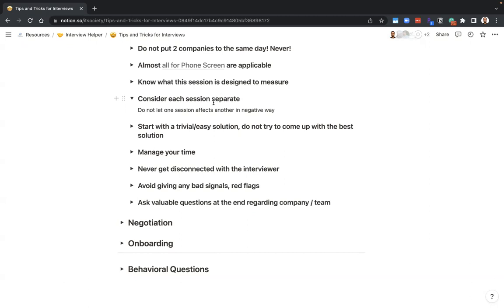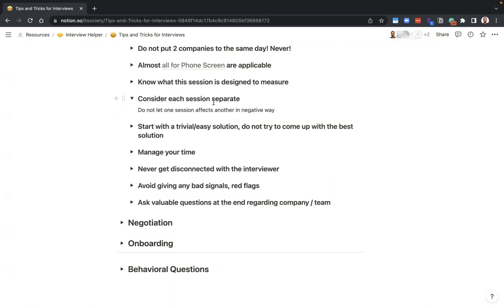If you think that the second session failed and you don't have any chance, then you continue screwing up in the third, fourth, and fifth sessions. Don't do this. Just start every session fresh. Every session is separate.